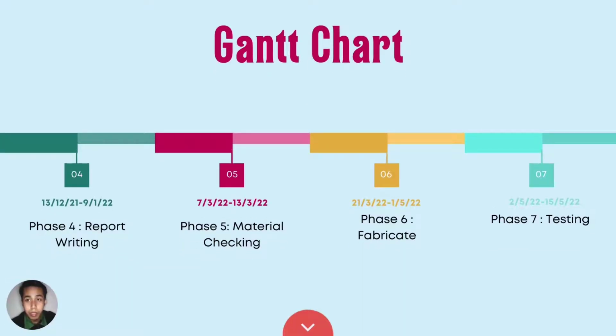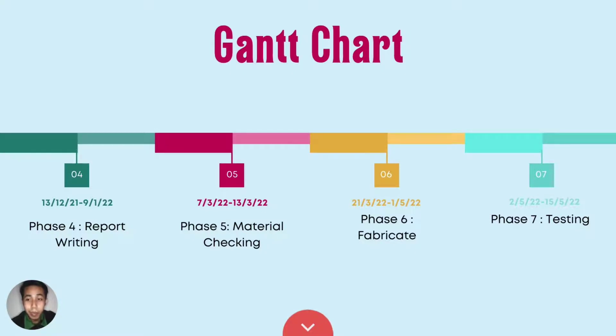The fourth phase is report writing, which is estimated to last for 4 weeks. This section focuses on all report sections that will be distributed to all members. Next, phase 5 is the material checking that will begin next semester. The process of buying this material is expected to take 2 weeks.